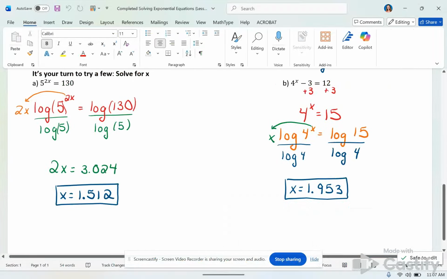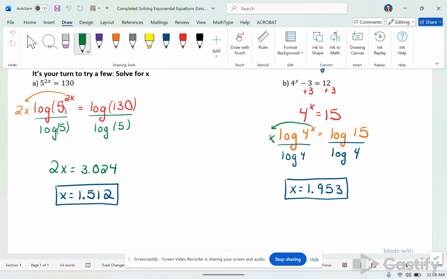Here are the 2 answers. So for A, again, that 2x would come out front. When you take log of 130 divided by log of 5, you get 3.024, divide that by 2, and you get 1.5. On part B, you notice that this is not isolated the way it is, so the first step is to add that 3 over and then solve it, and you should have gotten 1.953.